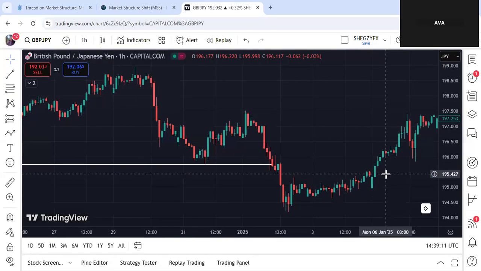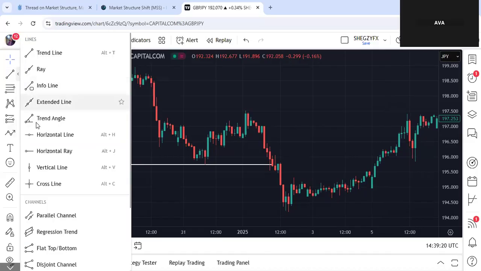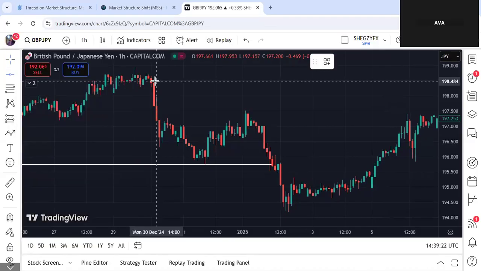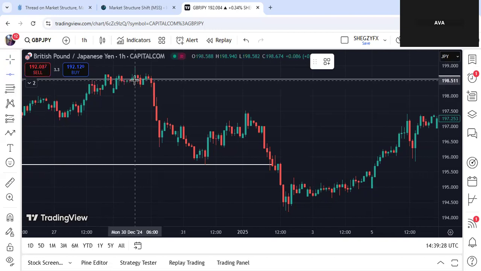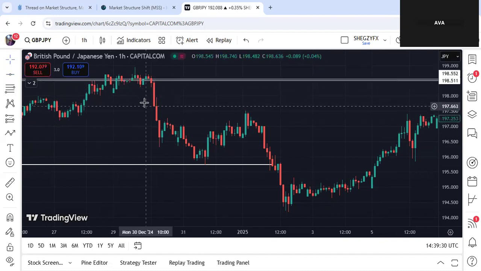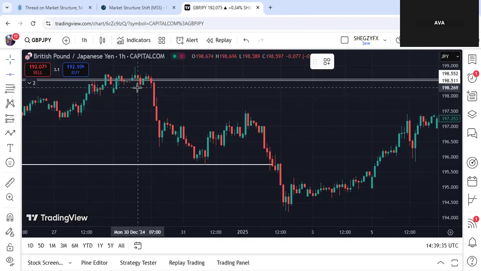Okay, I've cleared it. So now let's look for where the FVG is. We have one FVG here, the first one, a tiny one. We have a tiny one here, and we have another one here, the major one.